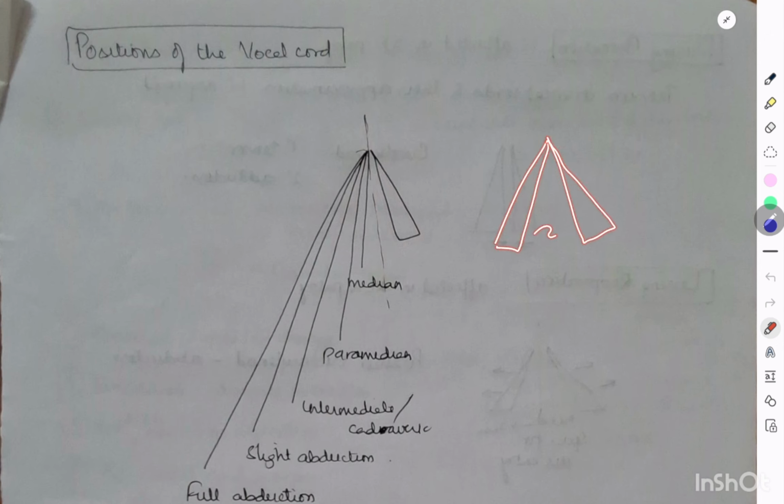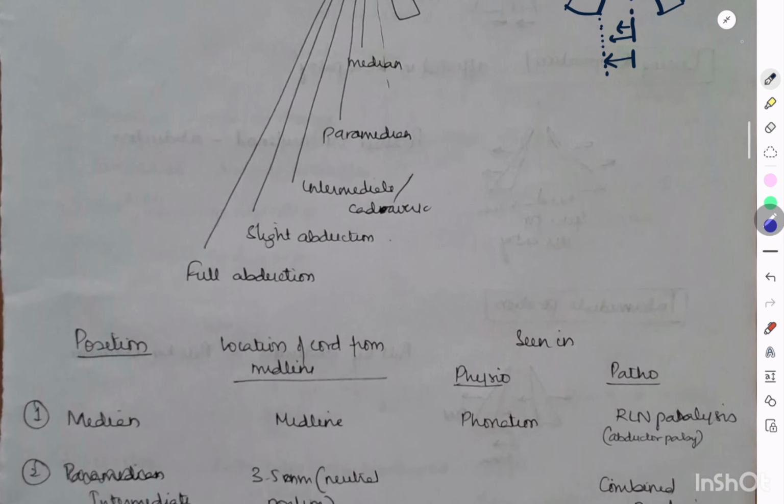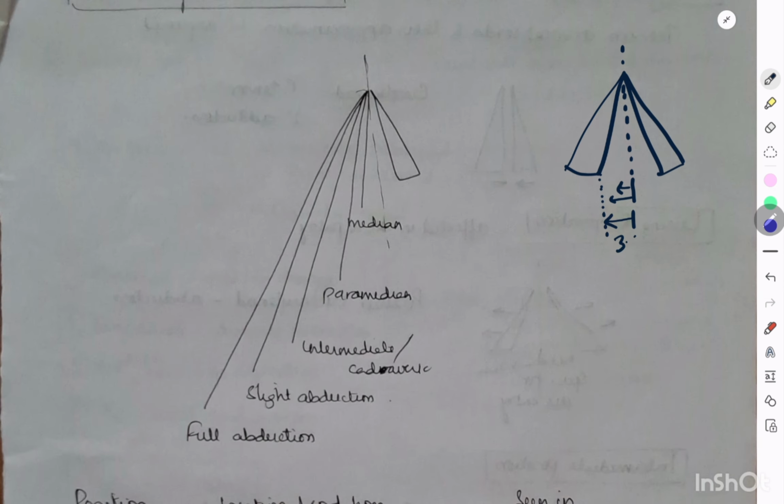So normally it is there in the intermediate position. What is intermediate position? It is also known as cadaveric position. So if I draw a vocal cord here, and this is the midline, it is the median, paramedian, and this is the intermediate or cadaveric position. If it is 3.5 mm away, it is in the intermediate position.